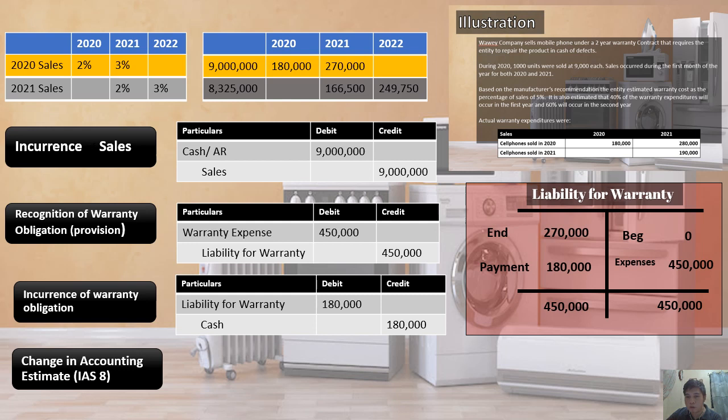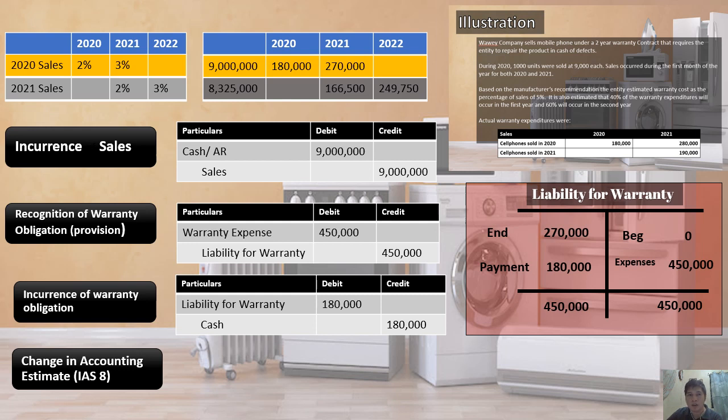So, na-compute yan, 450 minus 180,000 pesos. Since the book balance of the liability for warranty is 270, ano po yung gagawin natin? We have to check the provision or the estimate that we have made earlier. So, balik kayo dun sa taas.